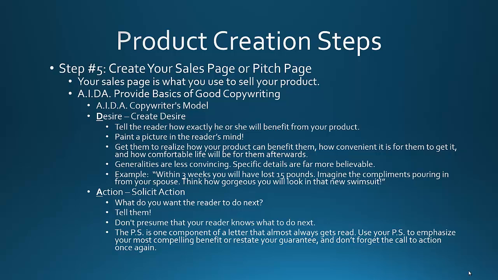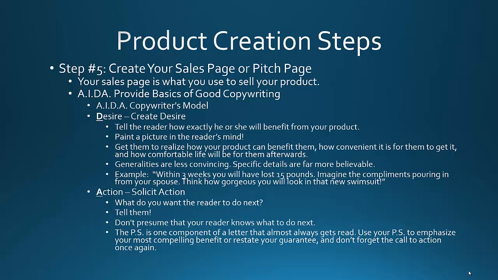We're back here on step number 5. The desire, this is where you create desire. Tell the readers how exactly he or she will benefit from your product. Paint a picture in the reader's mind. Get them to realize how your product can benefit them. Generalities are less convincing, so specific details are far more believable.